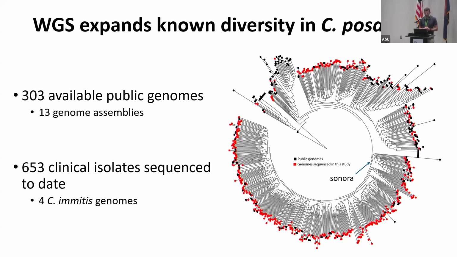4 of these were C. immitis that I didn't include any further in these analyses. But if you look at this tree where the red dots are genomes that we sequenced in this study, and you compare it to the black dots, which are the public genomes, just a couple takeaway notes. One, we really have expanded the diversity, especially within this clade that I'm calling the Sonora group here. We're really adding a lot of diversity, but these red dots are really sprinkled throughout the phylogeny.